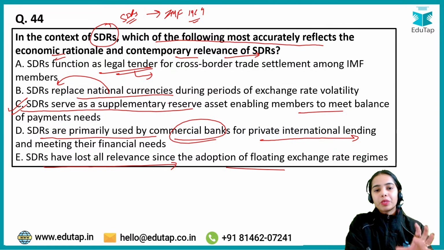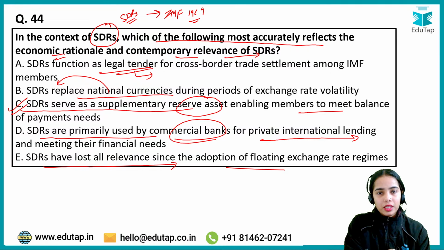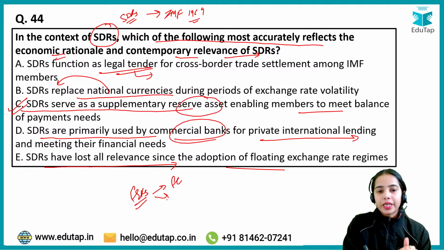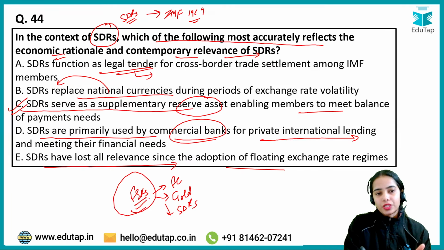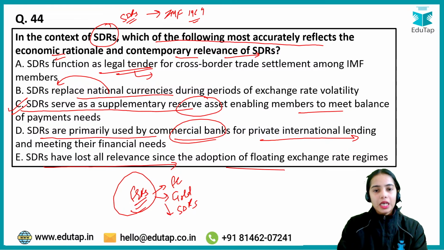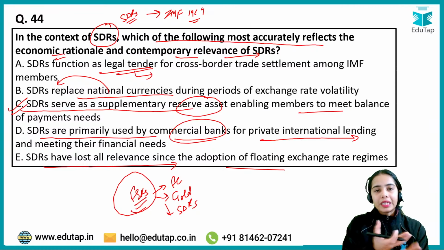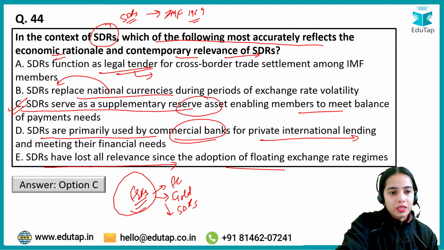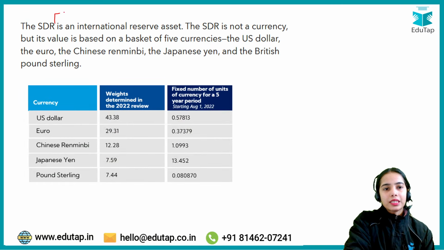SDRs serve as the supplementary international reserve asset. In the foreign exchange reserves, India holds foreign currency, India holds gold, and SDRs are also part of the foreign exchange reserves. So SDRs are the supplementary international reserve asset that helps the country maintain its reserves. Okay, so C is the answer. SDR is an international reserve asset.